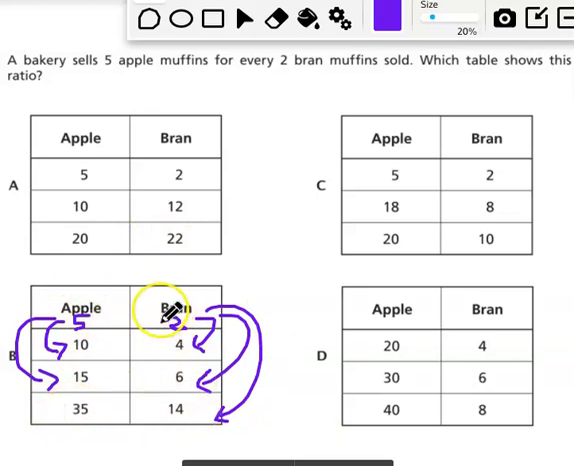So the proportion here is always true, from apple to bran to apple to bran. So did you check this part? If you're going to have 5 and then 2 to the original, times 2, but 5 times 2 is not. That makes that answer wrong, right? Because if you do 5 times 4 is 20, 2 times 4 is not 4. So the only possible answer is B. All right, let's go to the next question.